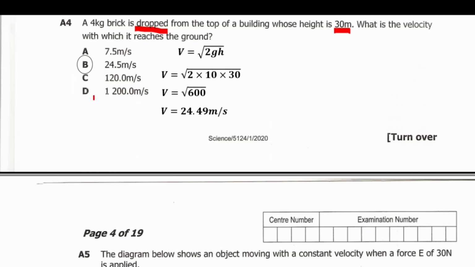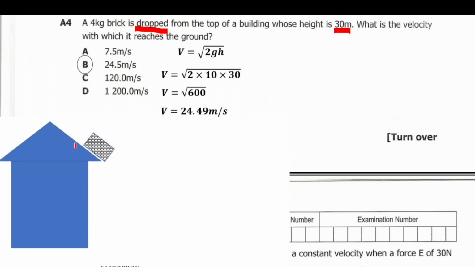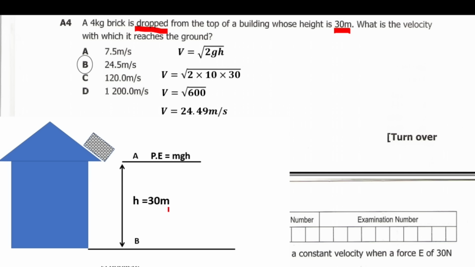Alternatively, this question can be treated using the principle of conservation of energy, which says energy cannot be created nor destroyed, but it can be transformed from one form to another. So we take this brick being dropped like here. So this is the brick here at some height of 30 meters. All right, so it is at some height of 30 meters from the ground level.